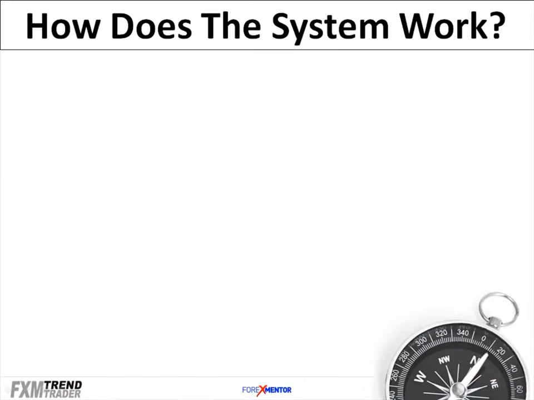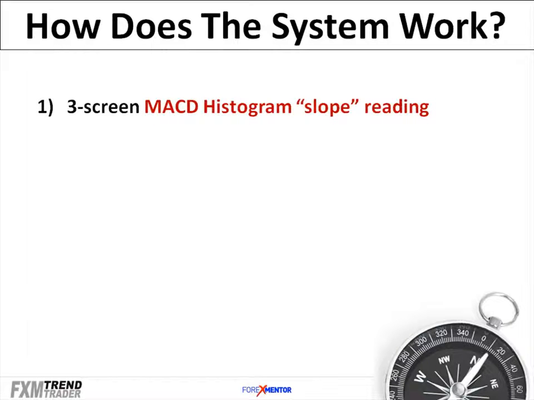In the meantime, the methodology is not going to change. What it involves here is using the 3-screen MACD histogram slope reading, whereby we look at the last 2 MACD histogram bars, and if they're sloping down, and doing that concurrently on 3 consecutive time frames, we have a bearish momentum reading, and of course if they're sloping up on 3 consecutive time frames, we have a bullish reading.